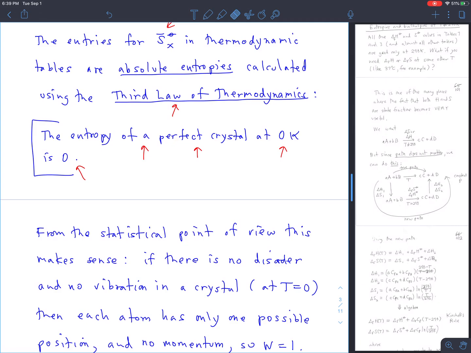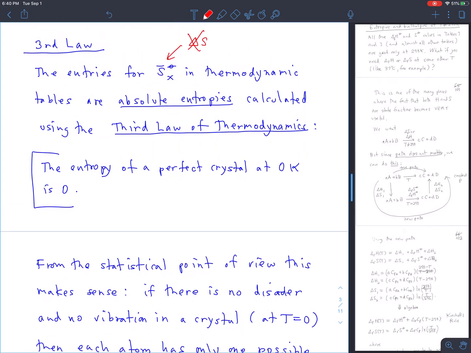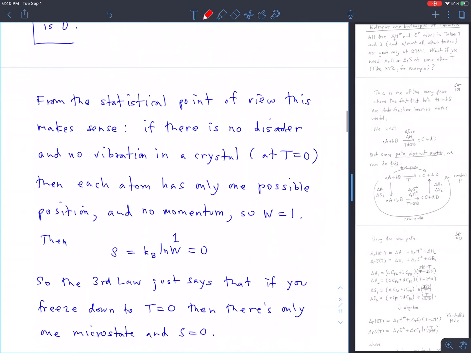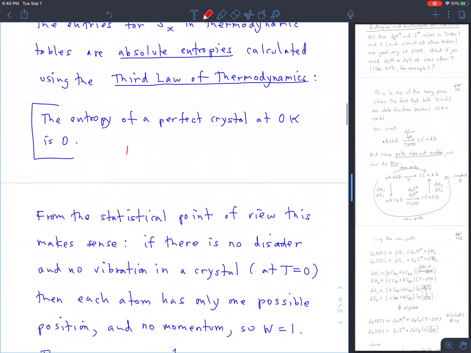And these entries in the table have been calculated using that 0 Kelvin state of being as their reference point. They are delta S's in a sense, but they're delta S's from a natural zero. And so in that sense, they're not delta S's, they're absolute entropies. So what is the third law really saying here?